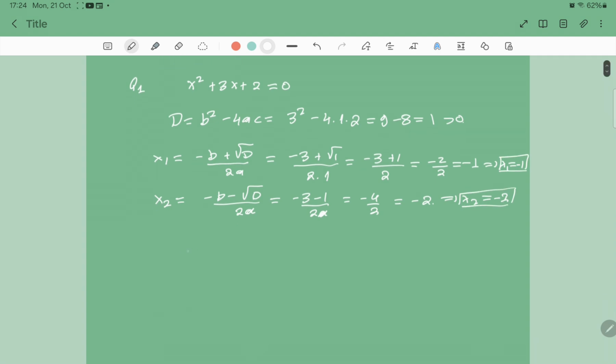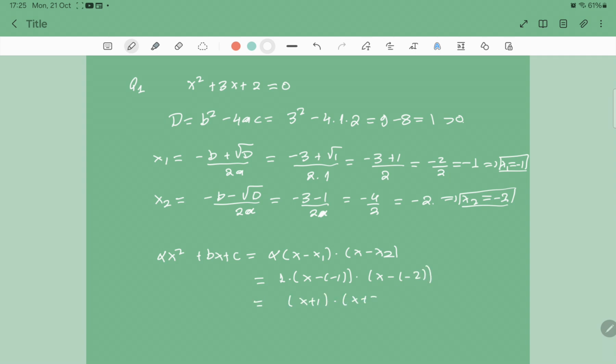If I want to factorize this polynomial, if I have ax squared plus bx plus c, putting it back into brackets is a times x minus the first root times x minus the second root. Here a is 1 times x minus the first root, minus 1, times x minus the second root, minus 2. And it gives me x plus 1 times x plus 2.